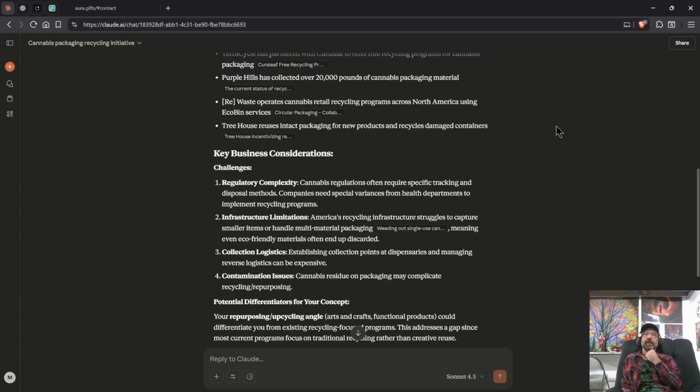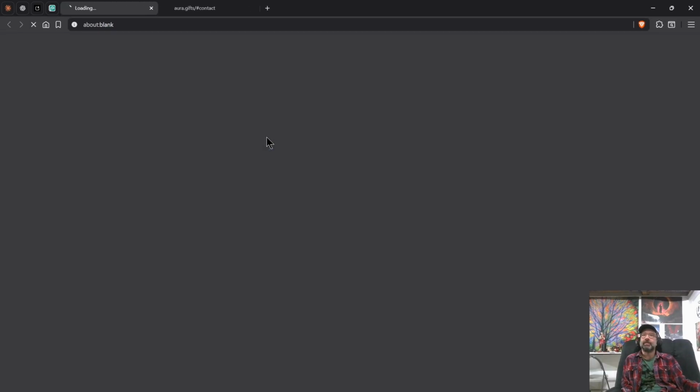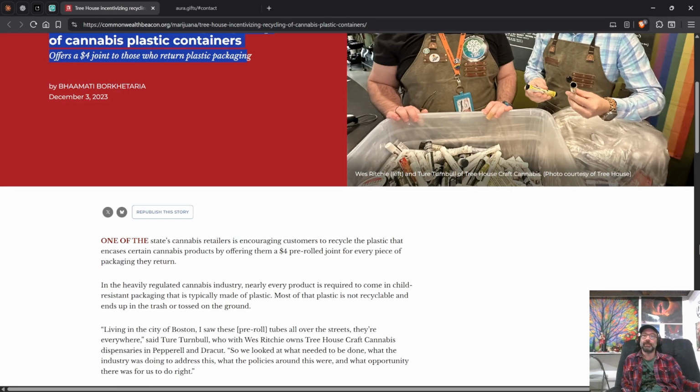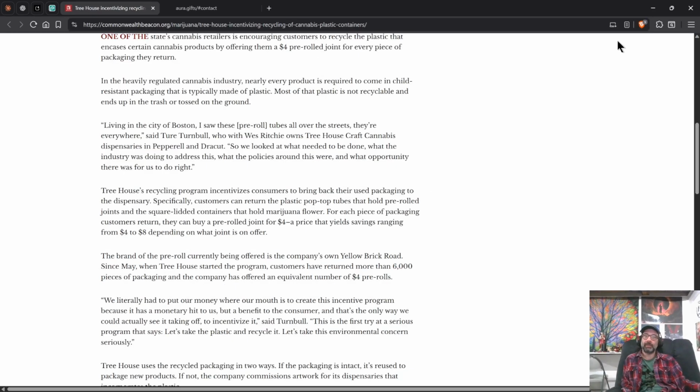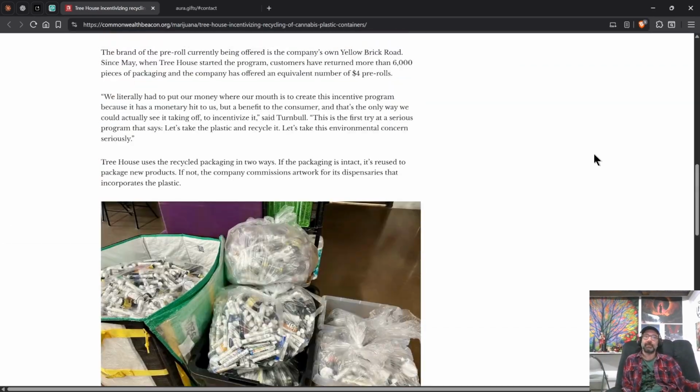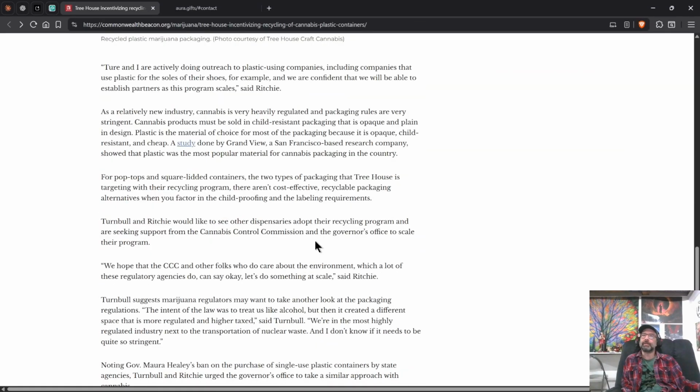Treehouse reuses intact packaging for new products and recycles damaged containers. Okay, so this is closer to what I'm aiming for. Let's check these guys out. Yes. Okay, these guys are doing similar to what I'm thinking here. Treehouse incentivizes recycling of cannabis plastic containers. See, maybe they only specialize in the plastic ones, and maybe there's a little corner in the market for metal or glass. Imagine the glass that you could melt down and make other things with. It's going to end up at the recyclers at best, maybe. See, this looks like they're mostly doing plastic. Let's read more. Let's see if it links to their site here.